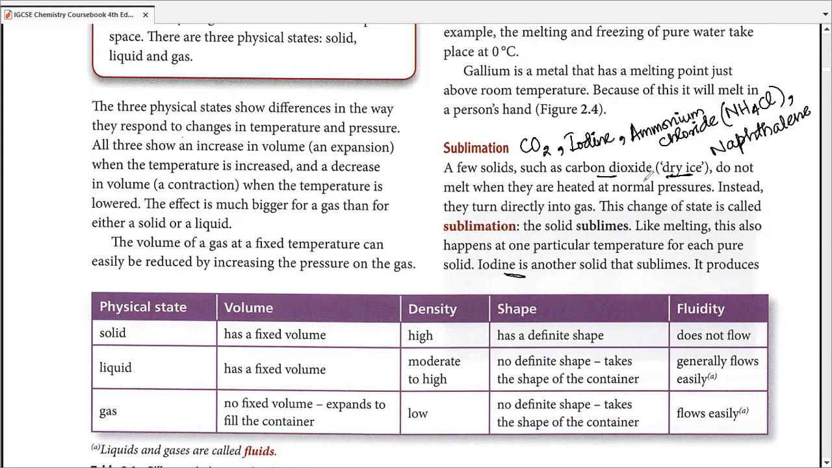So the example of carbon dioxide is given over here with the solid name dry ice. The example of iodine is given over here. Are you done writing?